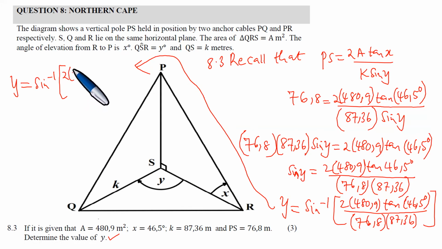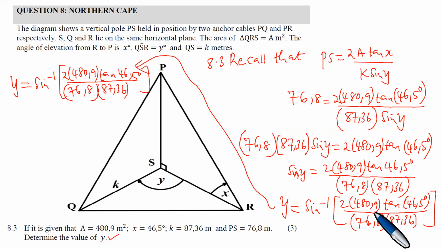Right, so we have 480.9 multiplied by the tangent of 46.5 degrees. It is divided by 76.8, right, multiplied by 87.36, and we close the parentheses like this.